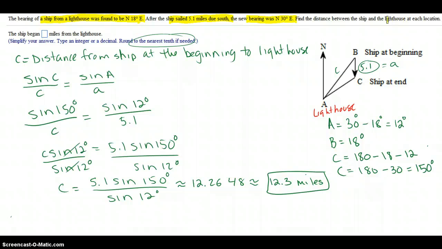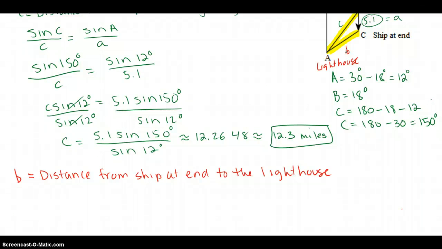Now the very last thing we need to do, because they ask us to find the distance between the lighthouse and the ship at each location. So we found this distance, C. Now we need to look for this distance, and I will call that B. B is the distance from the ship at the end to the lighthouse. How am I going to do that? Well, I'm going to use the same formula, but now with B. You can do sine of C over C, but just to show you the difference, you could do B over sine of B as well, because that's what we're looking for is B.